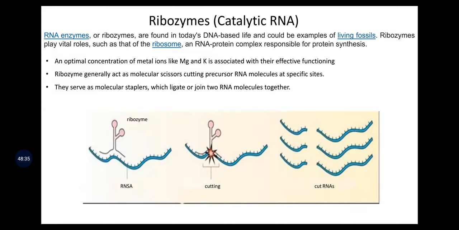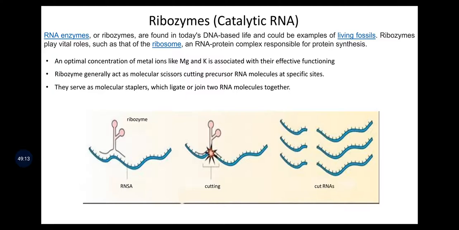Next is ribozyme, that is a catalytic RNA. RNA enzymes or ribozymes are found in today's DNA-based life and could be an example of living fossils. Ribozyme plays a vital role like the ribosome, an RNA-protein complex responsible for protein synthesis. An optimal concentration of metal ions like magnesium and K, that is potassium, is associated with their effective functioning. That means ribozyme function depends on Mg and K activity.